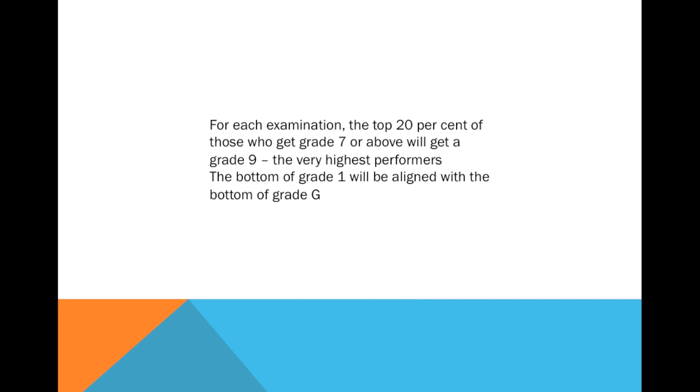So what have Ofqual and the government had to say about it? Well, for each examination, the top 20% of those who get a grade 7 or above will get a grade 9. Grade 7 and above is A star and A, and I think about 40% of the year, maybe 30% get this. So you're talking about 20% of that, which is 6 to 8%. And that's a very small window, and if you can get a grade 9, you know in yourself that you're one of the best performers out there.